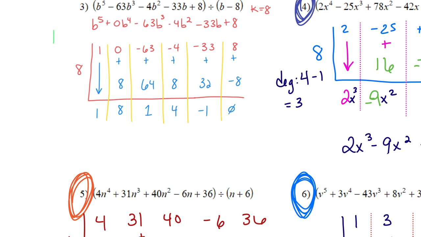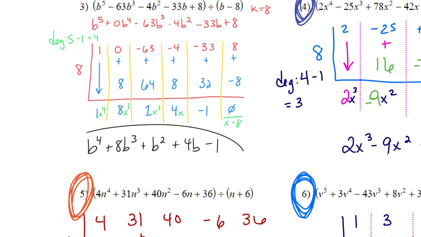Then my degree is 5. I'm going to subtract 1 and get 4. So I'll have x to the fourth, x cubed, x squared, x, my constant, and my remainder. So my final answer, b to the fourth plus 8b cubed plus b squared plus 4b minus 1 with no remainder.